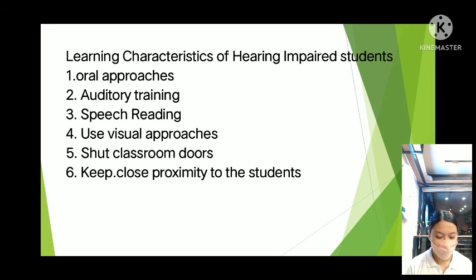And the last one is keep close proximity to the student. So, ibig sabihin, pag yung mga estudyante mo ay may ganitong sakit or may ganitong disorder, the best thing you should do is keep proximity to the student. Kailangan mo silang i-kausapin or kailangan mo silang i-closer in order for them to hear you and in order for them to understand what you are saying and what you are doing and what you are teaching.